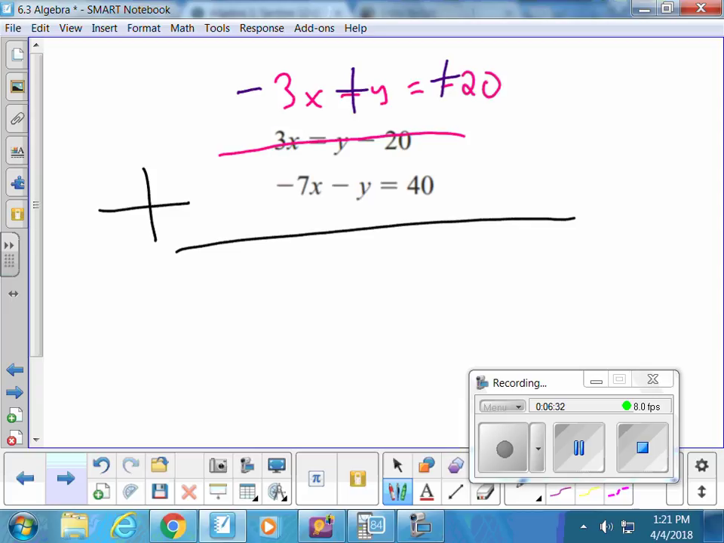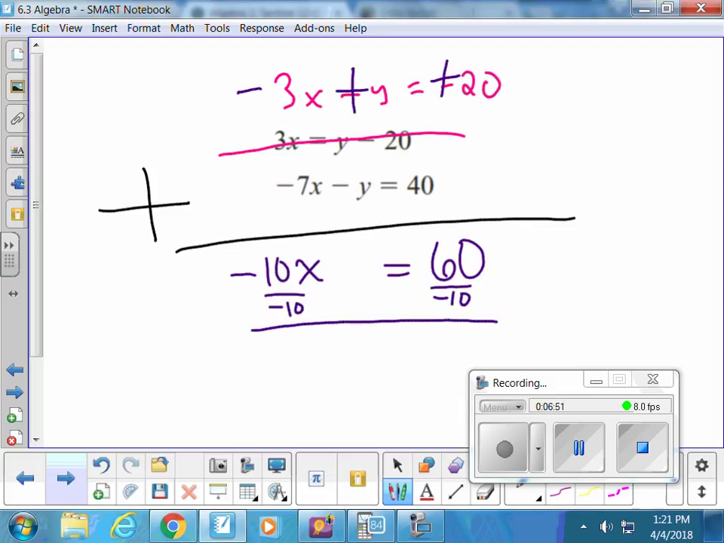Alright, let's add our x's down. How many x's would I have? -10x? How many y's would I have? They're eliminated. That was the point. And then on this side, I'll have a 60. At this point, we'll divide both sides by our -10, getting x equals -6.